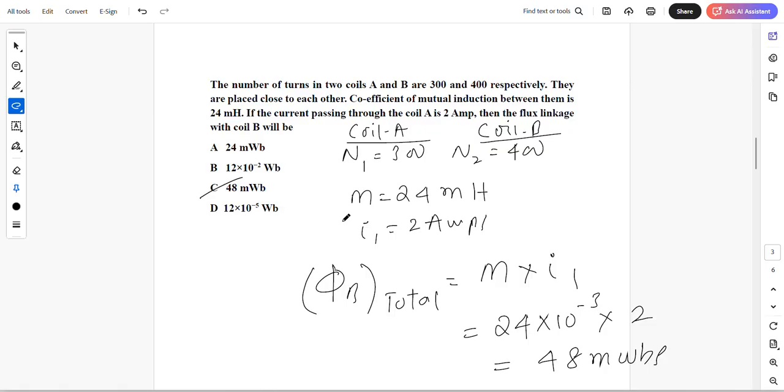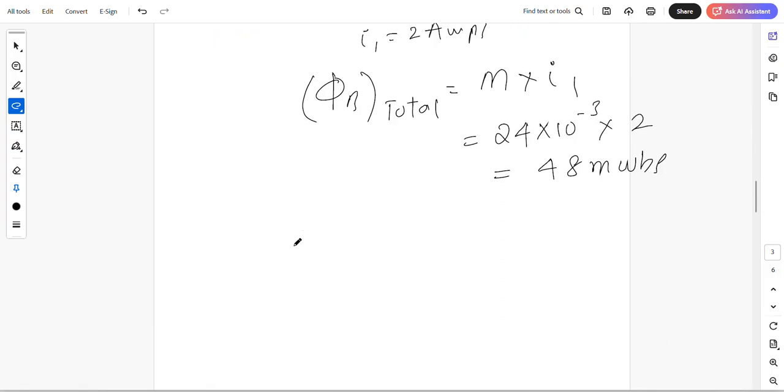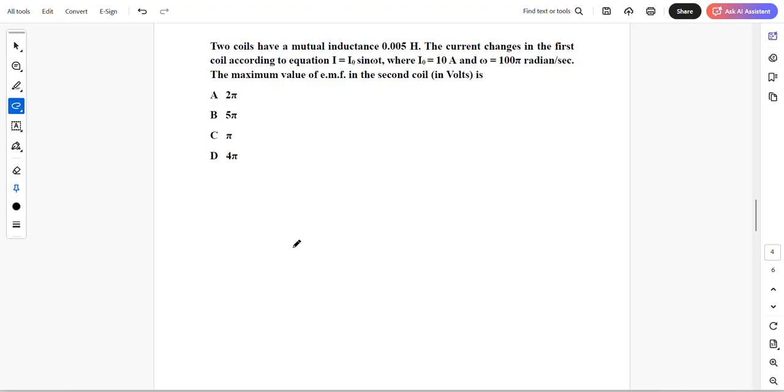See, here also you are getting 48 milliwebers, and here you are getting 48 millivolts, EMF induced. Okay, you have to be careful whenever milli is given and whenever 10 to the power minus 2, 10 to the power minus 5 and all those things are given. Hope you understood. This is a very easy sum. Next problem we will take up.